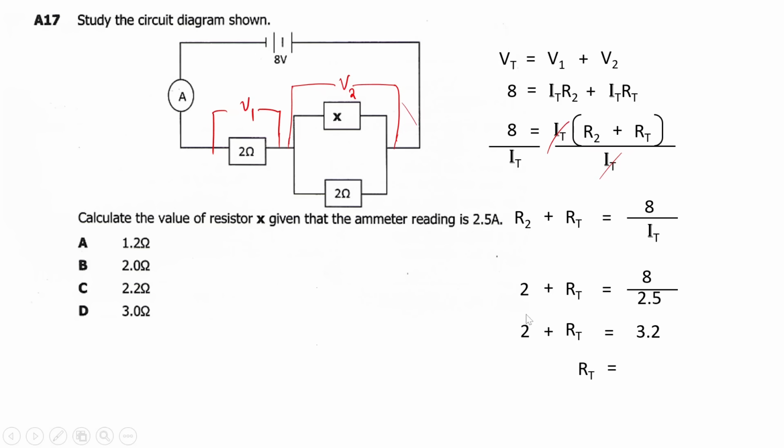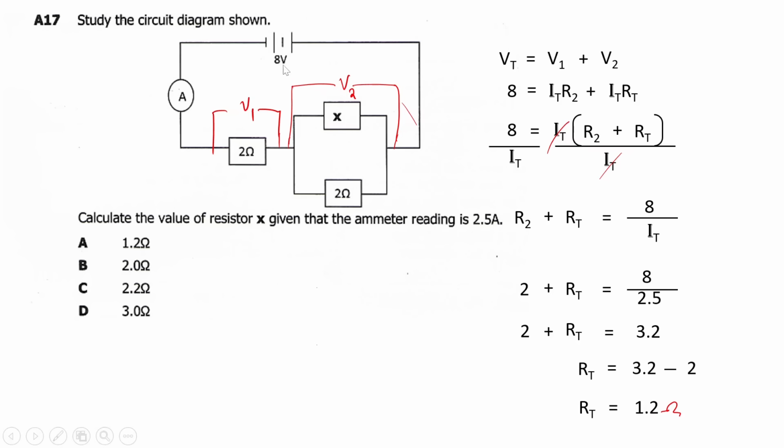minus 2, then you are going to remain with 3.2 minus 2, which is 1.2. So we have seen that the total resistance is actually this one here. So this is the total resistance here. Very important that we know the total resistance.